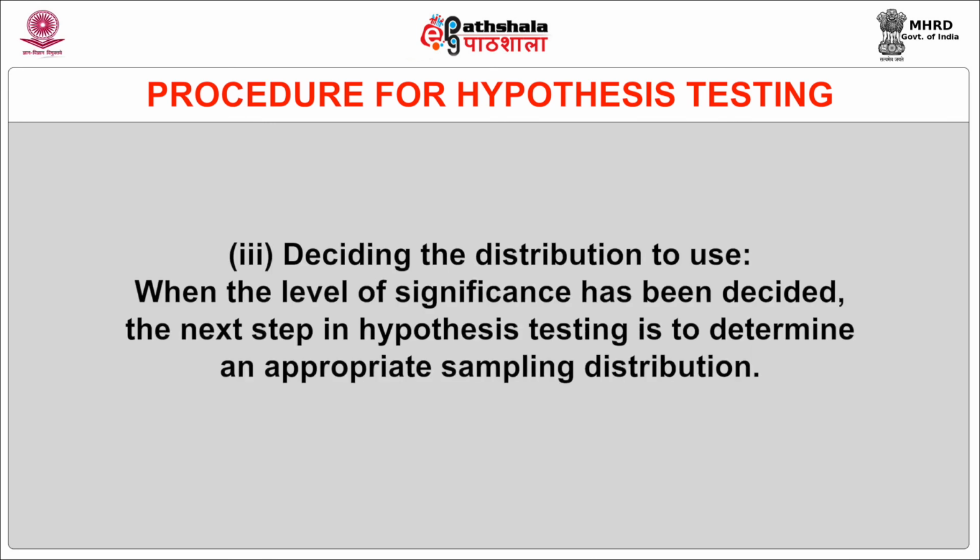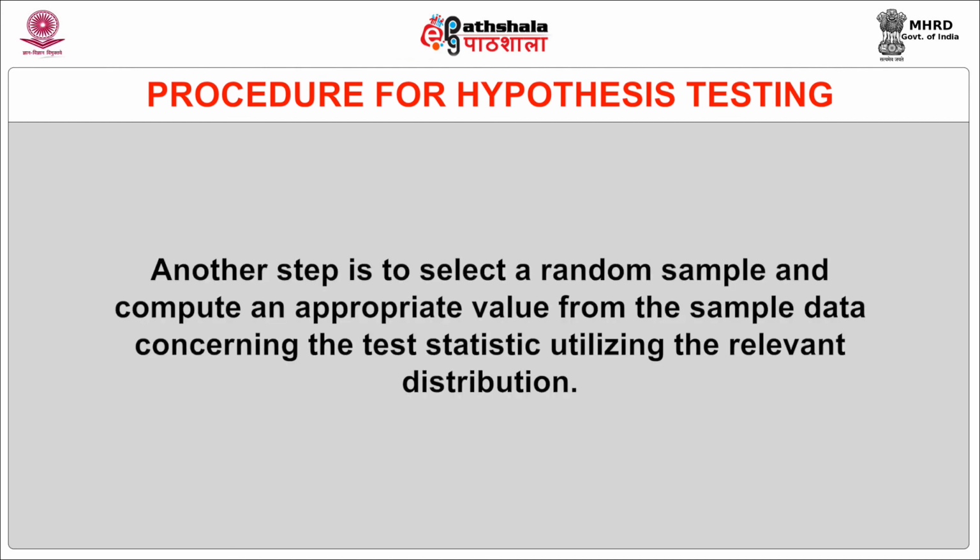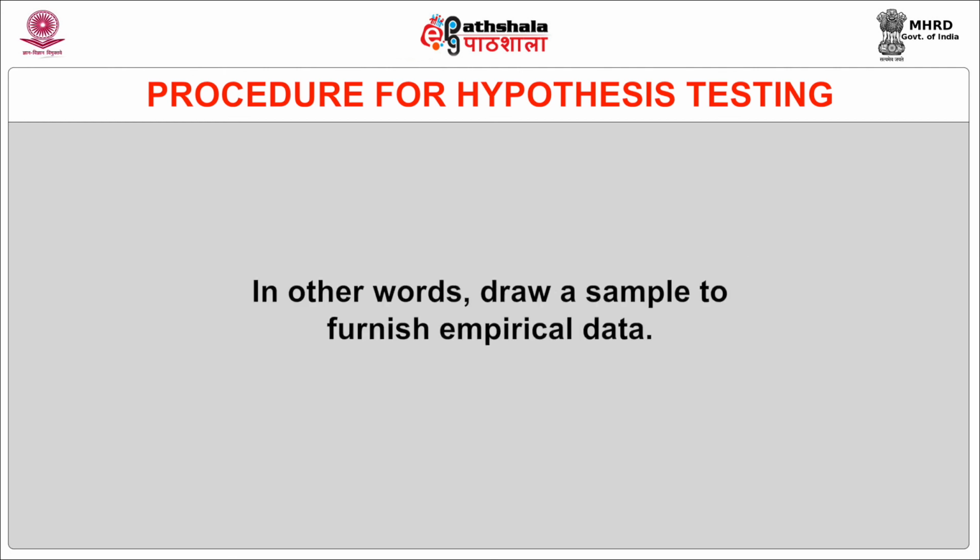The third step, deciding the distribution to use. When the level of significance has been decided, the next step in hypothesis testing is to determine an appropriate sampling distribution. The choice generally remains between the normal distribution and the t-distribution. Step 4, selecting a random sample and computing an appropriate value. Another step is to select a random sample and compute an appropriate value from the sample data concerning the test statistic utilizing the relevant distribution. In other words, draw a sample to furnish the empirical data.